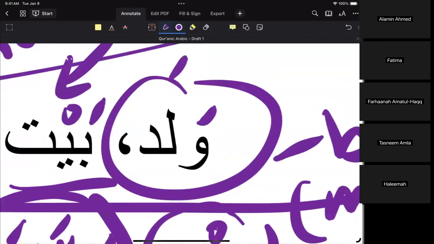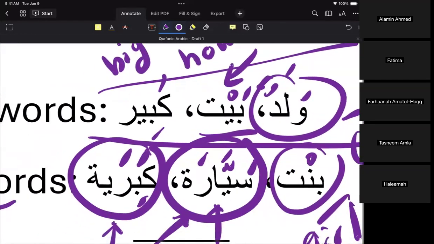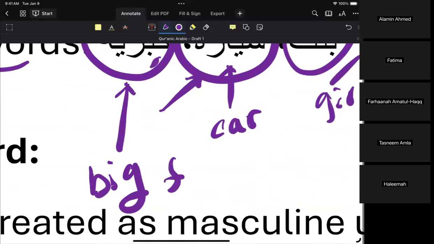For example, even if I put walad here, you have to read waladun because of the rule that I mentioned to you. The default is tanween: baytun, kabirun. Now, here, kabiratun. Kabiratun is big, but this is feminine.